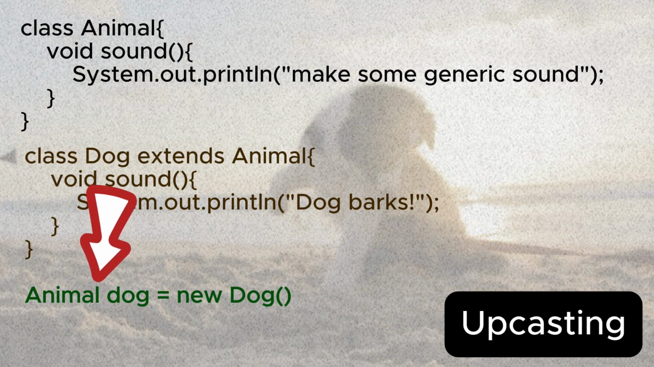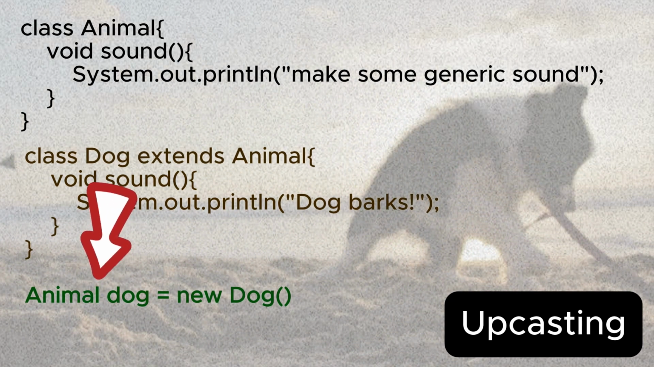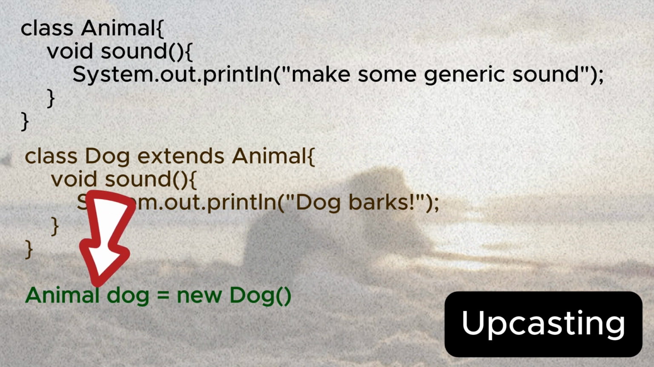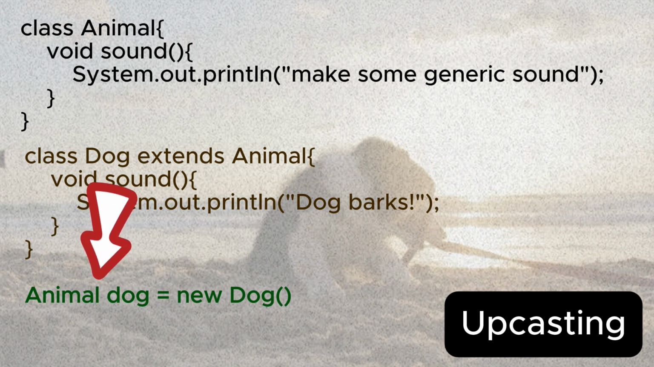That's called upcasting. You're treating a dog like it's just an animal. It's like saying, my dog is an animal. You're not focusing on the fact that it barks or plays fetch, just that it's part of the animal family.